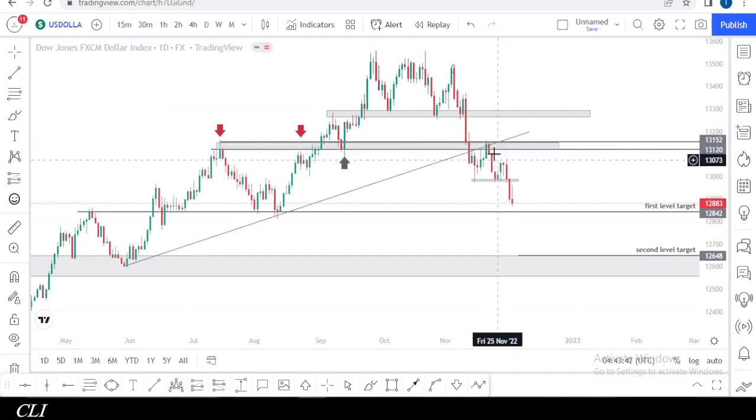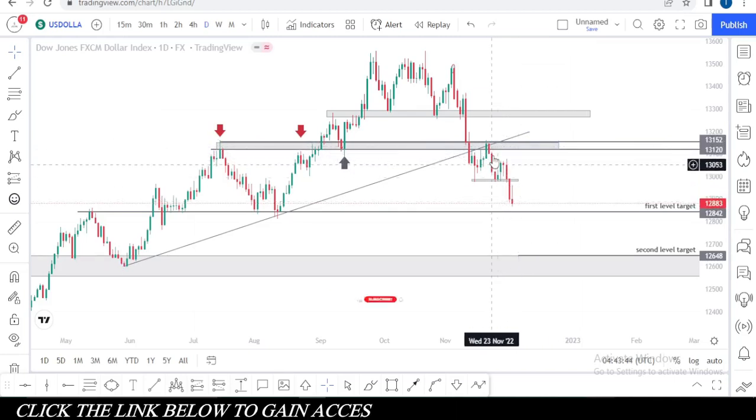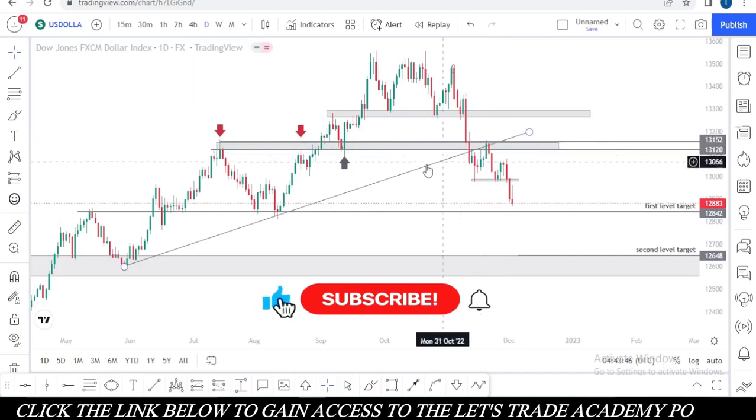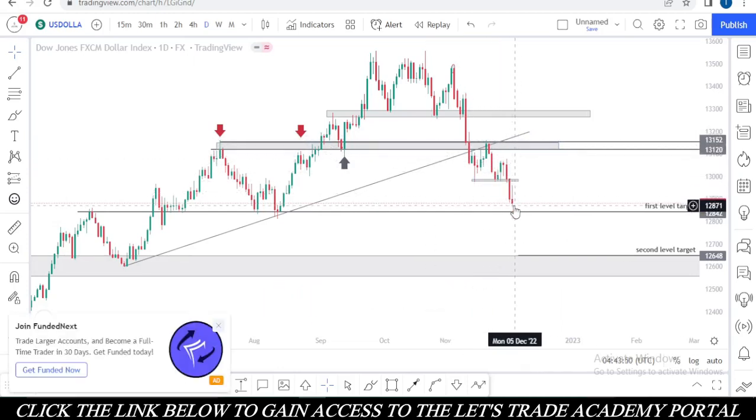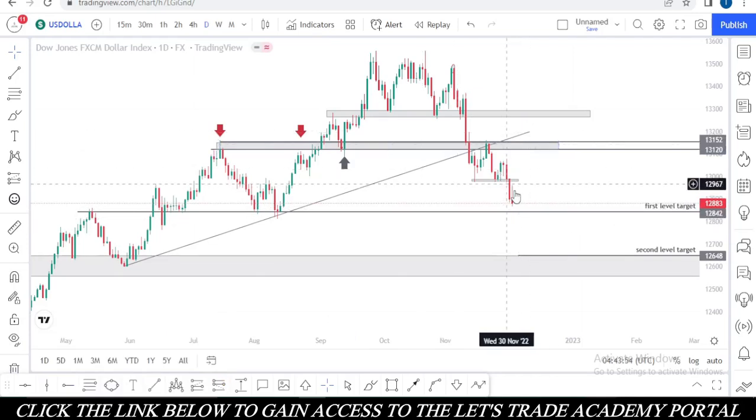Also, in last week's video I mentioned that price is going to keep falling after this break and after the break and retest of this trend line, and that's exactly what price has been doing. We've been collapsing to the downside.